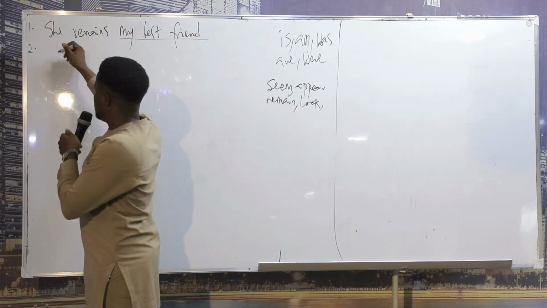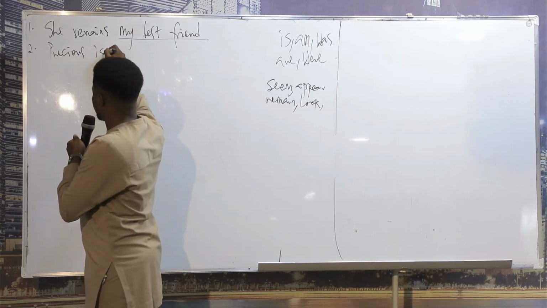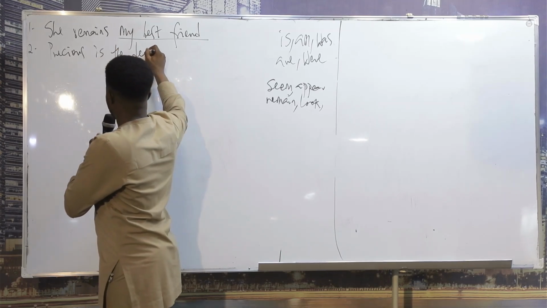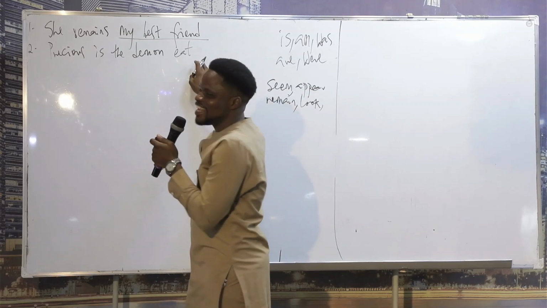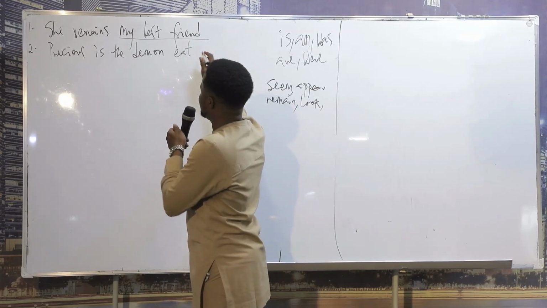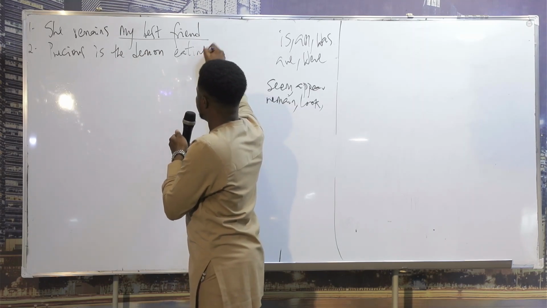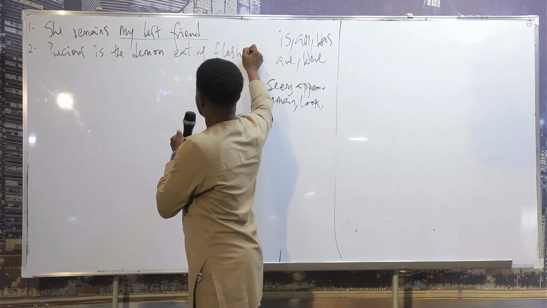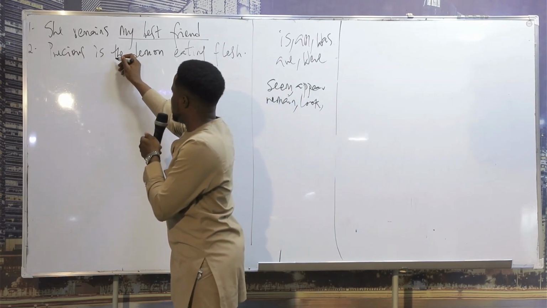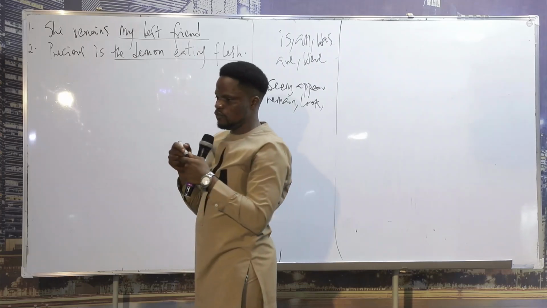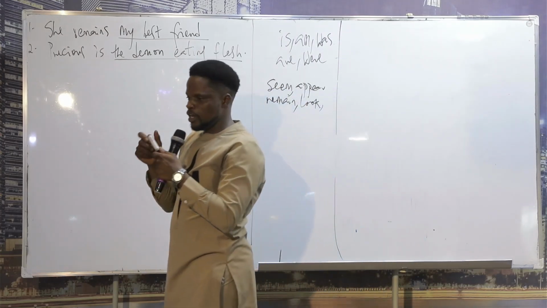Number two. Precious. Is she here? Precious is the demon. Precious is the demon. Okay, I should write down. Thank you. That's our best friend. Precious is the demon eating flesh. Precious is the demon eating flesh. You underline the demon eating flesh. Are we there? Are we there?